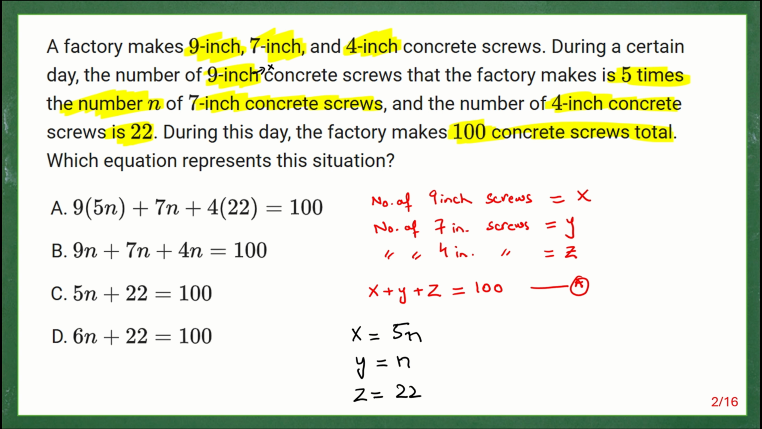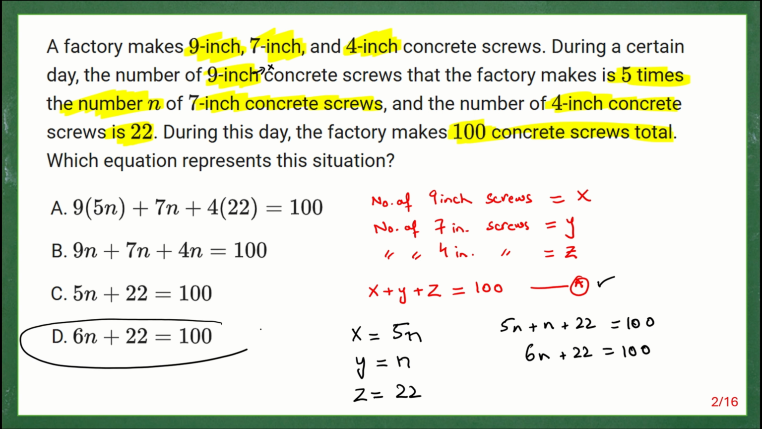Now let's plug that into our equation. This will become 5n plus n plus 22 is equal to 100. And if we simplify this, it will become 6n plus 22 equals 100. And that is our option D here.